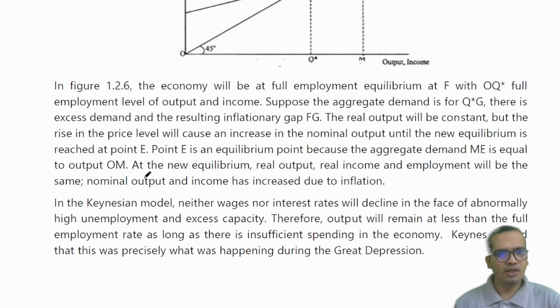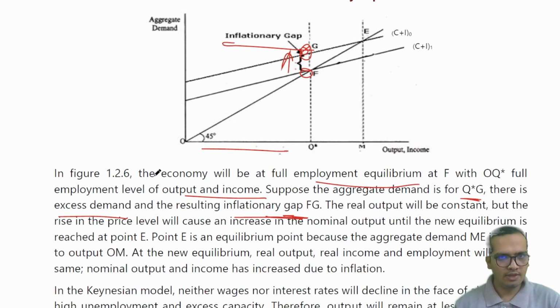So in this figure, the economy will be at the full employment level, F equals OQ, this one, the full employment level of output and income. Suppose the aggregate demand is for Q multiplied by G, there is excess demand resulting in an inflationary gap FG. I have just shown you. So suppose this is aggregate demand OG, this plus this, and the gap is the inflationary gap.